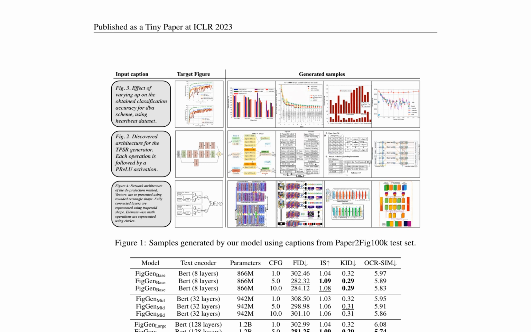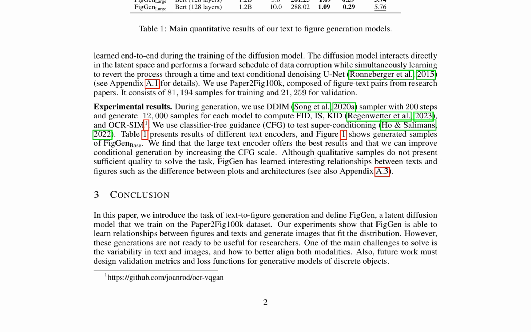The main quantitative results are presented in Table 1, showing that the large text encoder offers the best results and increasing the classifier-free guidance, CFG, scale improves conditional generation. The generated samples do not yet possess sufficient quality to solve the task, but FigGen has learned interesting relationships between texts and figures, such as the difference between plots and architectures, as shown in Figure 1.